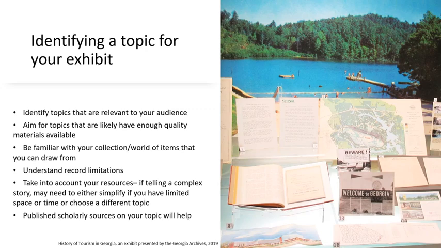It's always going to help if you're familiar with your collections or at least have done a preliminary check of what might be available. You'll also need to understand the limits of your collection. So for example, here at the Georgia Archives, the majority of our holdings are state agency records. Because of this, we're limited on the scope of what types of subjects we would be able to do exhibits on, or at least it would be trickier to do things on.